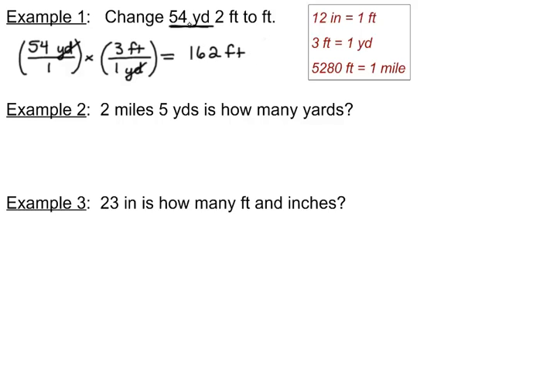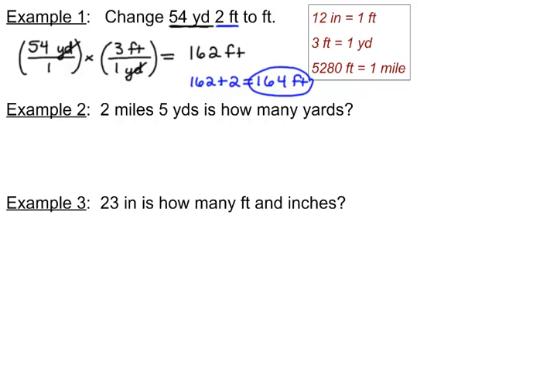Okay, that takes care of the yards. But remember, I still have 2. So 162 plus 2 more feet will equal 164 feet. The other way you could think about it is, well, I could just take 54 times 3 right away and then add my 2. Alright, let's look at the next example.